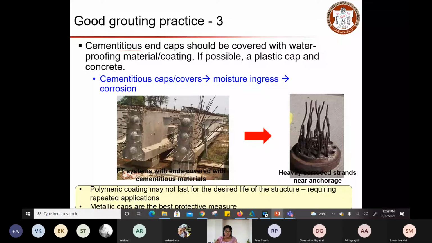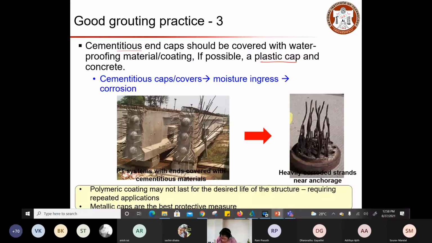In such cases, instead of a cementitious end cap, you can go with a plastic cap. That will help you avoid such reactions and prevent moisture ingress as well, right? Even if you provide a concrete cap with coating, that will also be helpful. But cementitious material has more fine particles and a tendency to increase moisture more, and that will lead to corrosion. So instead of cementitious caps and cover, you can go with a plastic cap or concrete with proper coating.